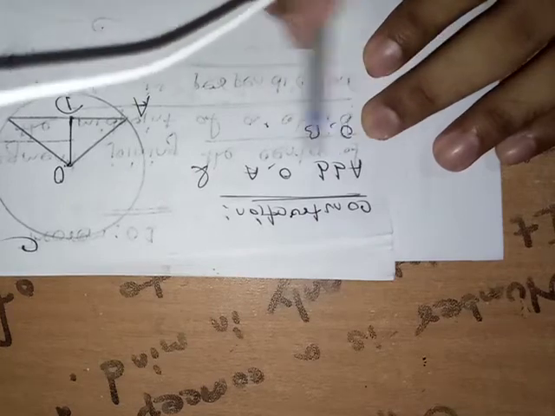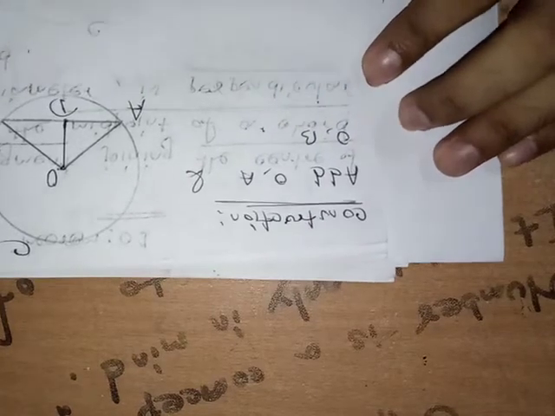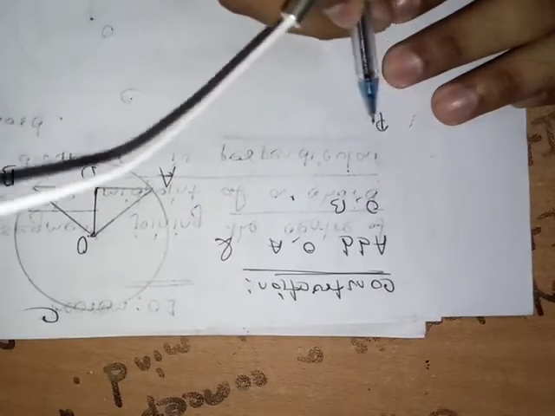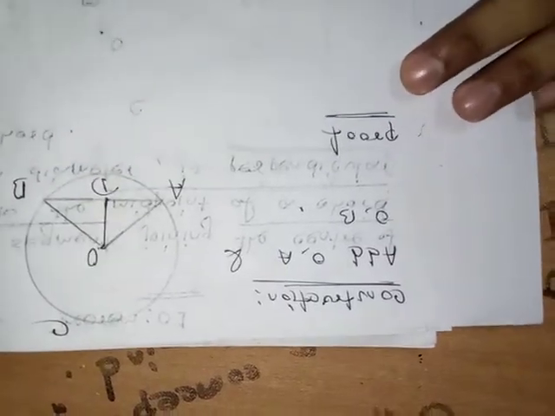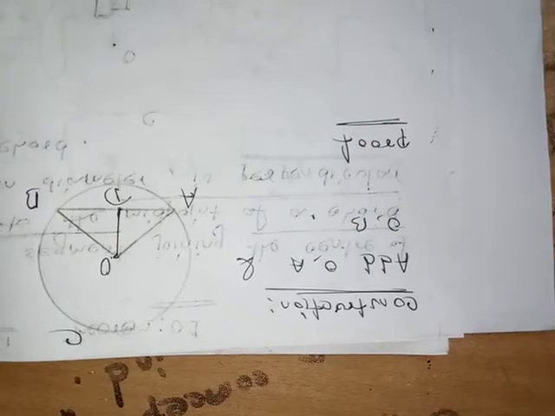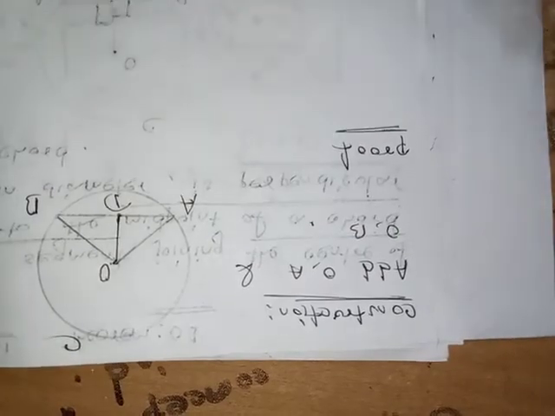Add O comma A and O comma B. Well, now we are going to prove the theorem step by step. It's not a tough one, it's an easy one.